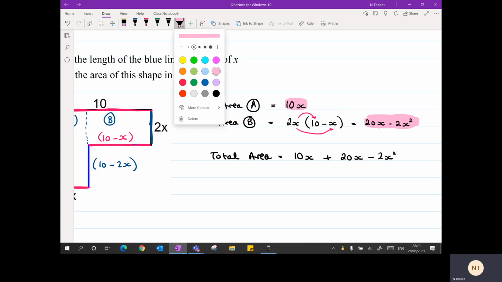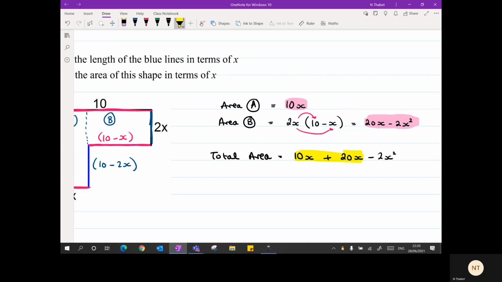When you're adding, you are collecting like terms. Powers don't change. So these are the like terms, and the total area is going to be 30x minus 2x squared. So the area of that shape is 30x minus 2x squared. And if they give you a value for the area, you now have an equation that you can solve.